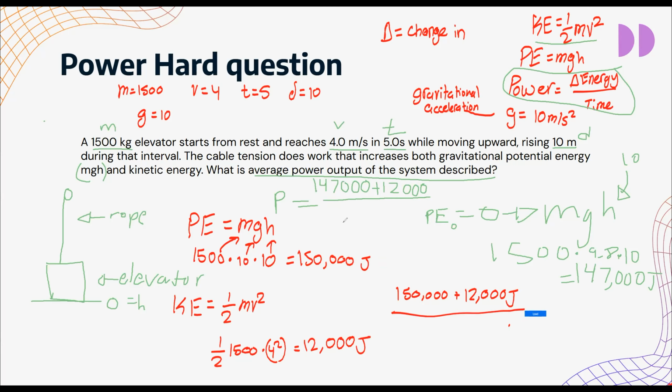What is J? J stands for joules. It's just a unit, like kilograms for mass. It's the unit for energy or work, since work is just change in energy.